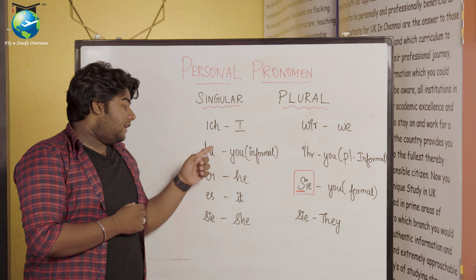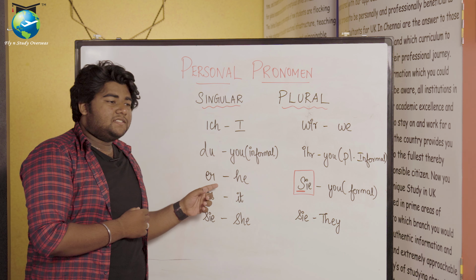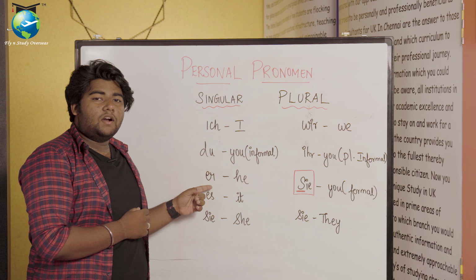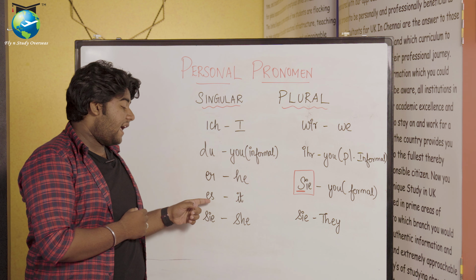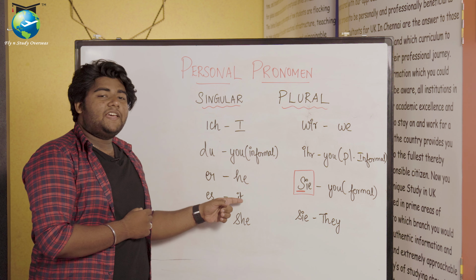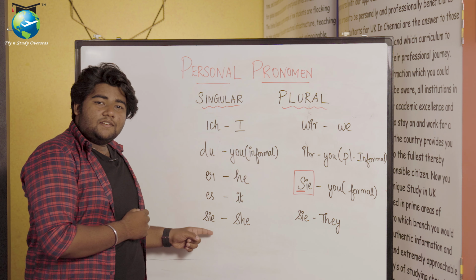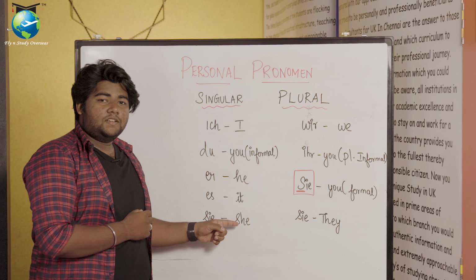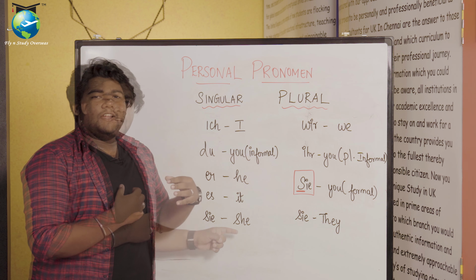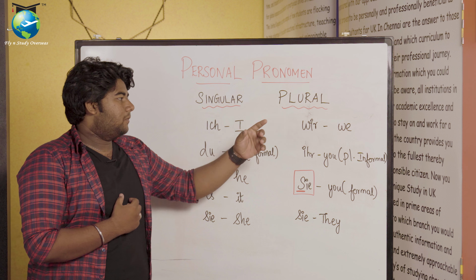Okay, and then it's er. Er is he. Er is what? He. Then es. Es is it. Then sie. Sie is she. Sie is what? She. Let's move on to the plural pronouns now.